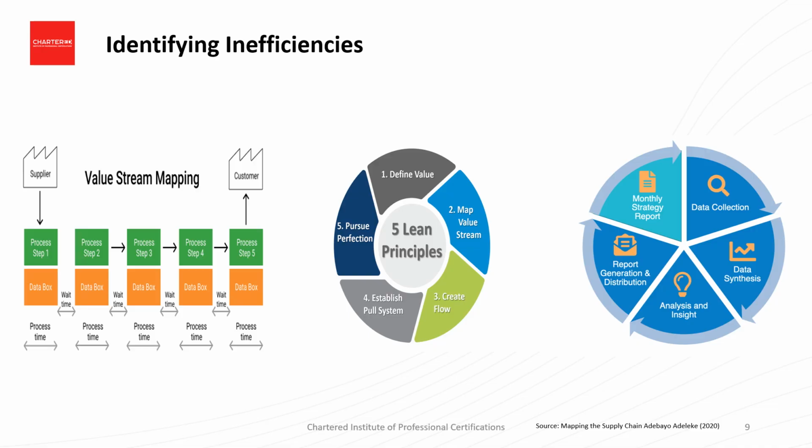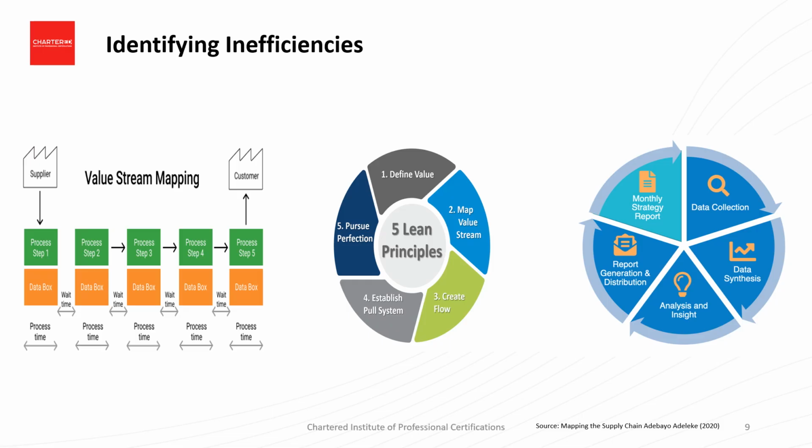A third method to do a systematic evaluation is to conduct data analysis. Now, utilizing data and metrics can provide insights into inefficiencies within the supply chain. Analyzing key performance indicators such as cycle time, inventory turnover, or order fulfillment rate can highlight areas of improvement and help prioritize efforts.